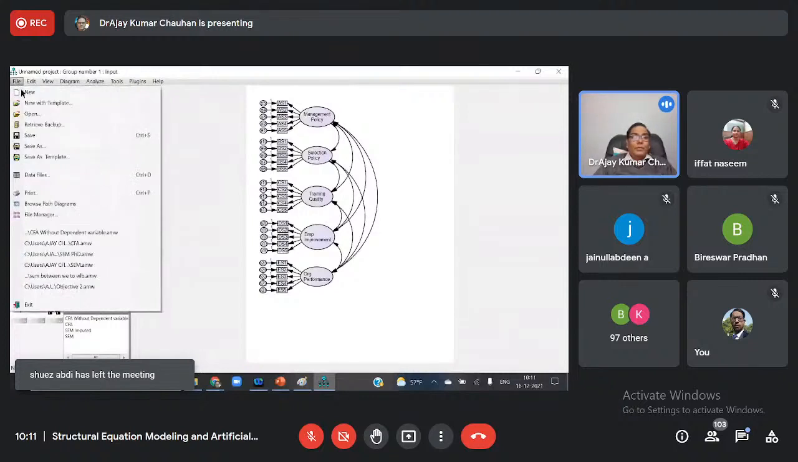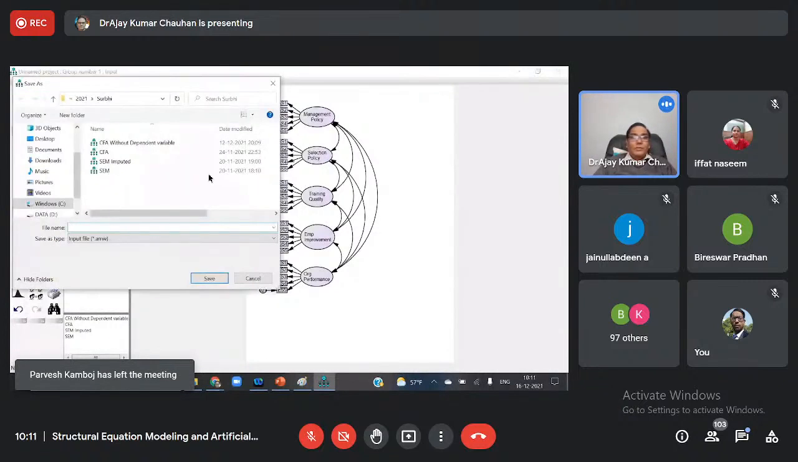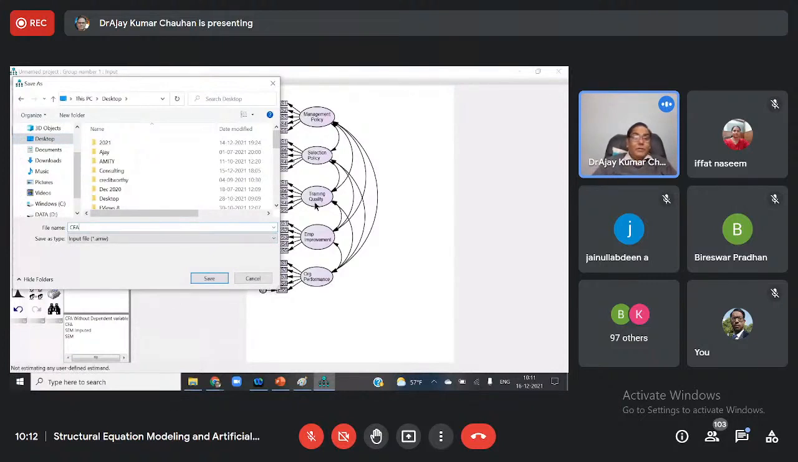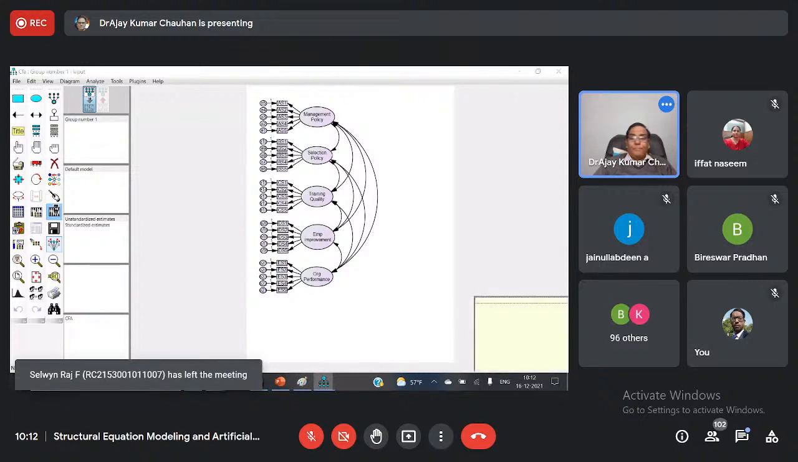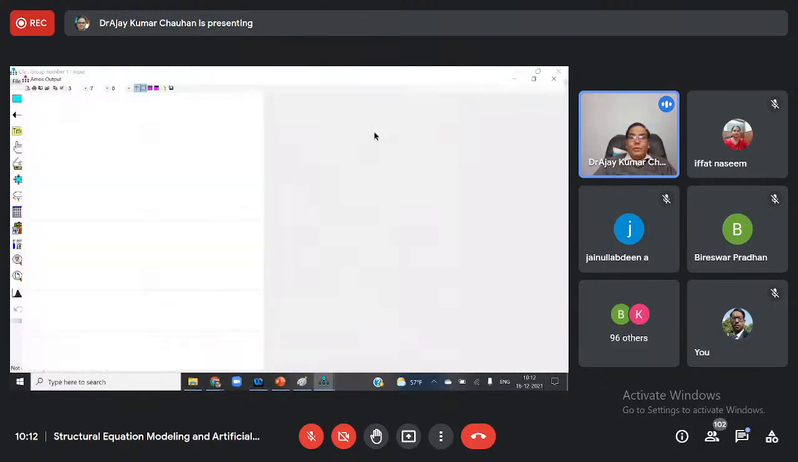And then you have to save it. Otherwise, the software will not run the model. So save as. So let's save it on the desktop so that I can delete it after that. CFA. Now the model is ready. It is saved, and now we can run it. For running it, you can press this. Okay. So the model is ready, and go to the results.